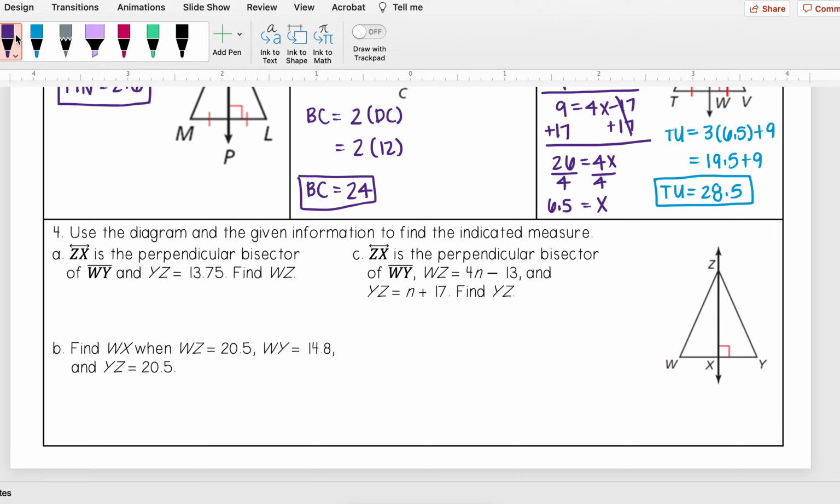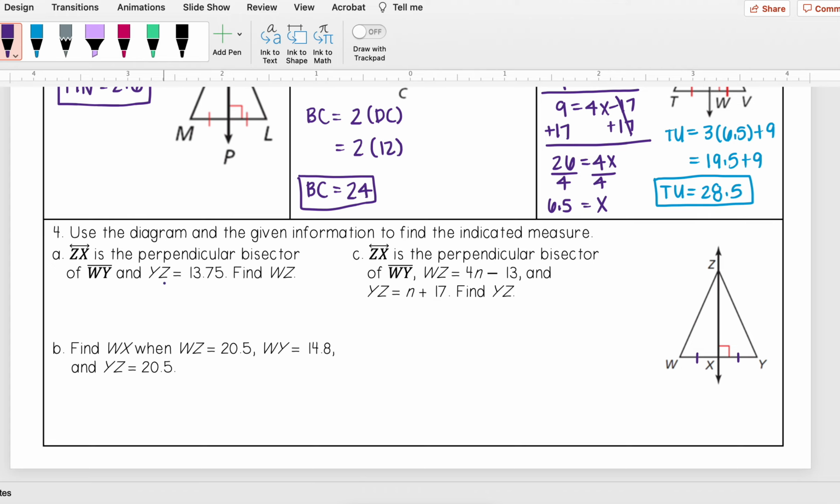Okay, one more example for this video. Here we're going to use a diagram and the given information to find the indicated measure. For part A, it says that ZX is the perpendicular bisector. That means that WX is congruent to XY because it's bisecting.